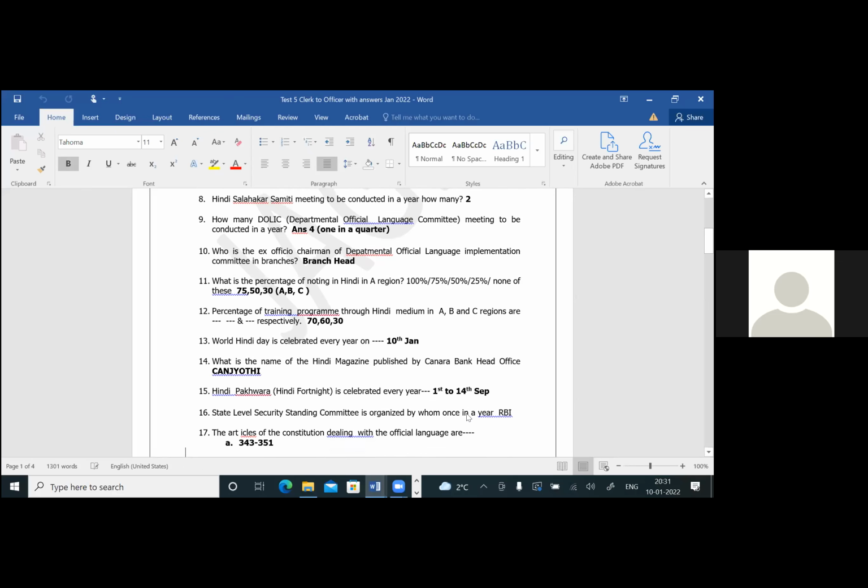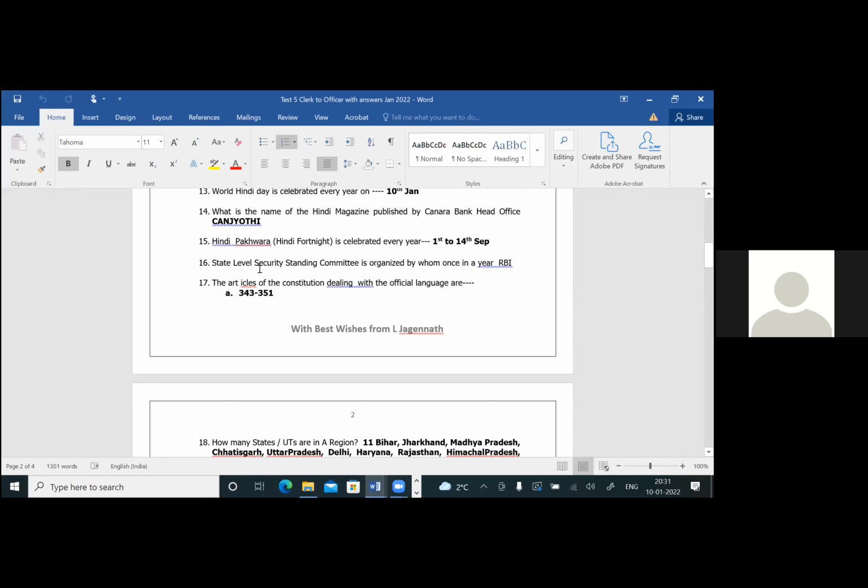Question number 16. The State Level Security Standing Committee in Hindi is organized by whom once in a year? It is organized by Reserve Bank of India. They may ask you any question. Who will organize? Reserve Bank of India.